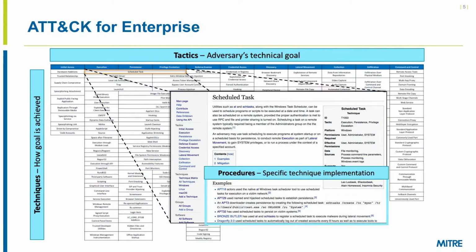So if you take one particular technique, this one's scheduled task, the page will have a description of the actual technique, and it'll also have procedures or examples of how adversaries have actually implemented this technique in the real world.